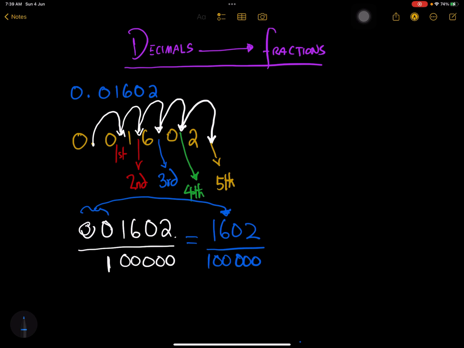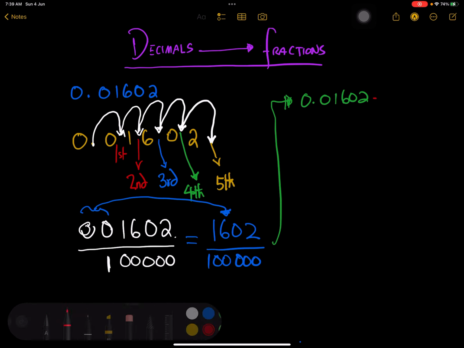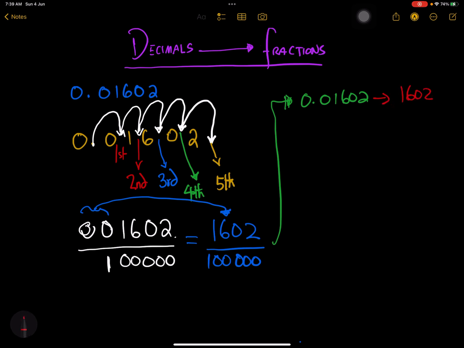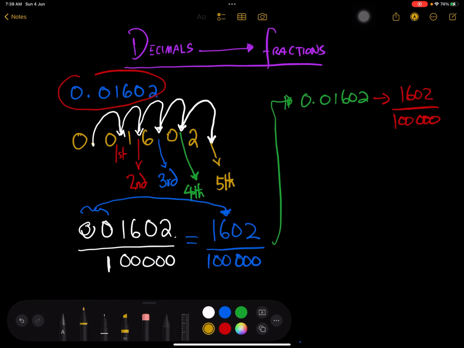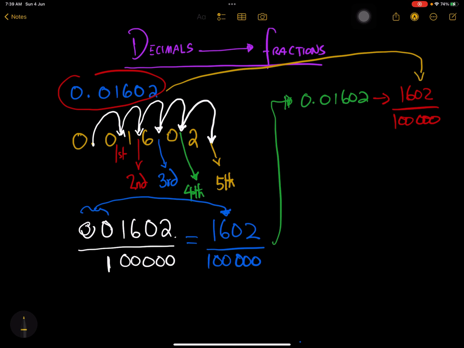So you can observe that we've been successful at converting 0.01602 to 1602 divided by 100000, which is a perfect fraction. A decimal converted to a fraction. So this is the fraction that we've been able to achieve.